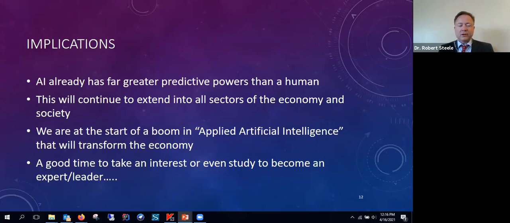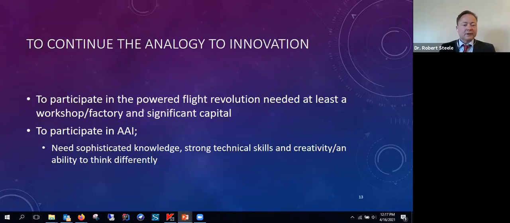So, really the thesis here is that we are going to see an applied artificial intelligence boom that will actually play into all parts of the economy and society, not necessarily an artificial intelligence boom, but an applied artificial intelligence boom. And as I suggest here, this is certainly a good time to extend your understanding of this area rather than join it in a decade or so when a lot of the employment is basically downstream of these innovations that are going to roll out.